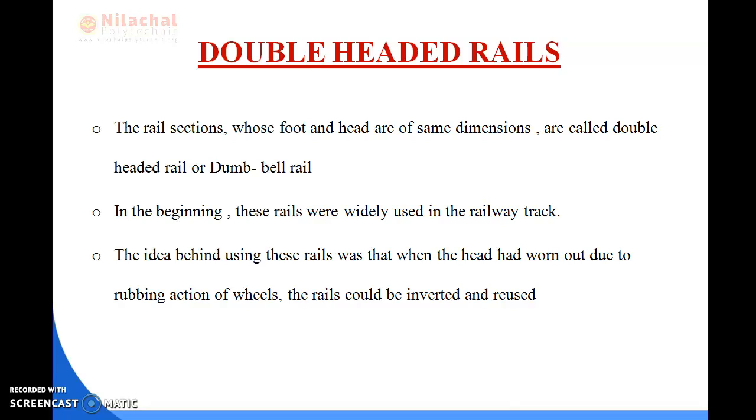But by experience and experiment it was found that the foot could not be reused. Whenever the top portion is used as the running surface, the bottom portion, due to the load, gets corrugated under the impact of the wheel load. And this type of rail is not used in Indian Railway nowadays.